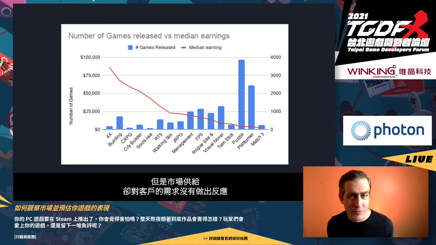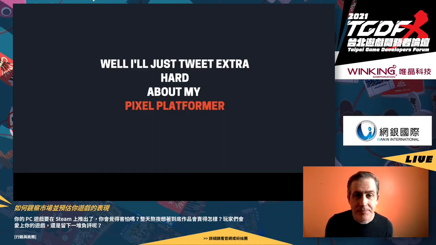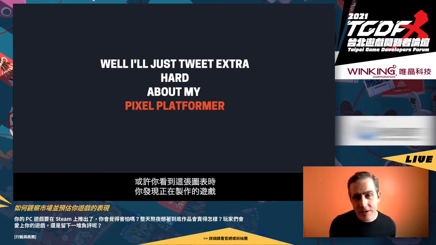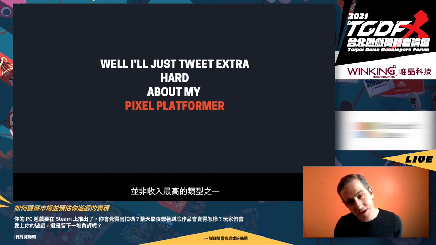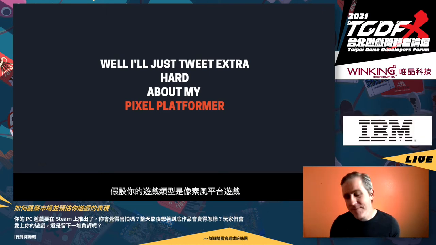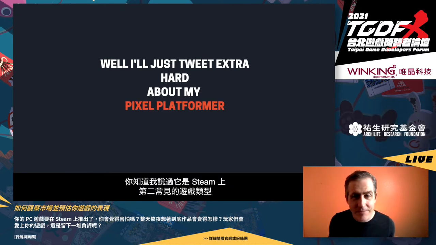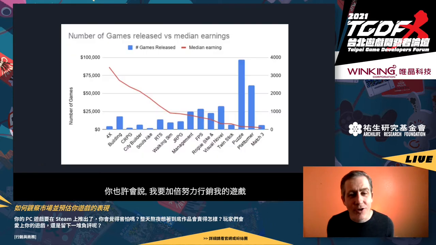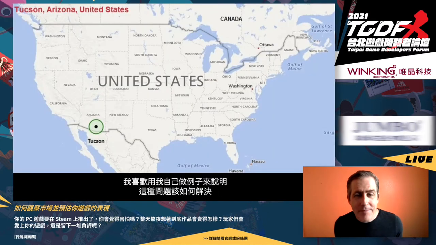However, the market hasn't responded to this difference in what is desired by the customer versus what is actually being made. So if you're looking at this and maybe you're making one of those genres that doesn't have the highest earning, you might think, well, I'm just going to work extra hard at my marketing. Maybe Pixel Platformer is your game. I said that it's the second most common game on Steam. You're just going to say, hey, I'll just work extra hard at marketing my game, right? Well, let's see what happens here.